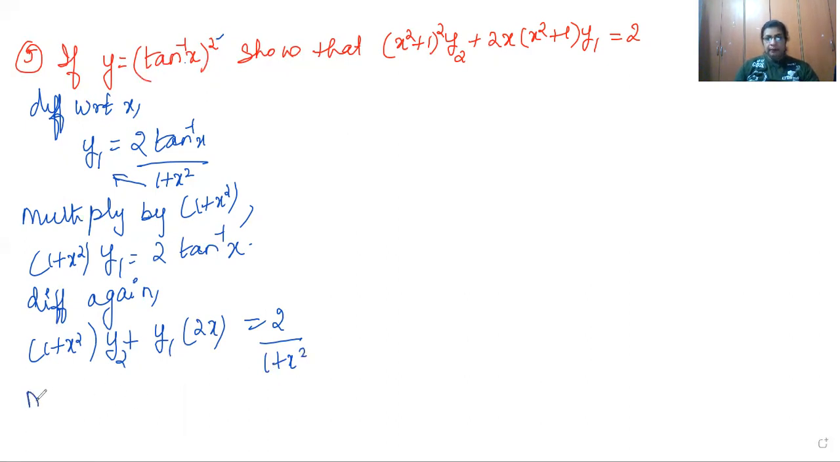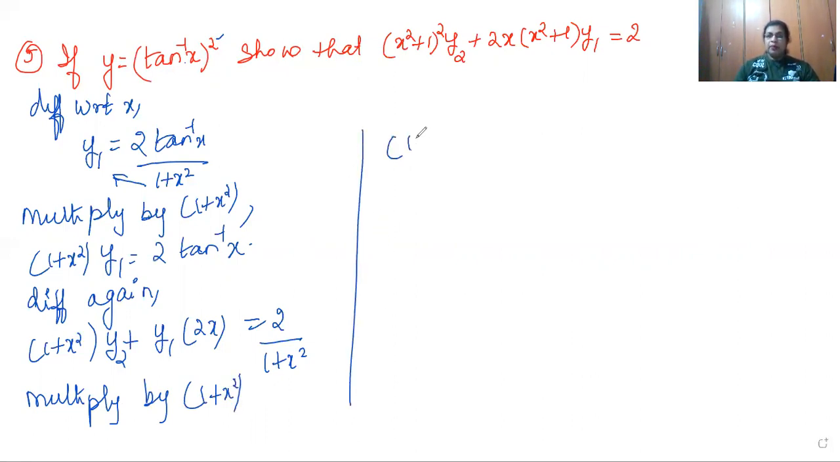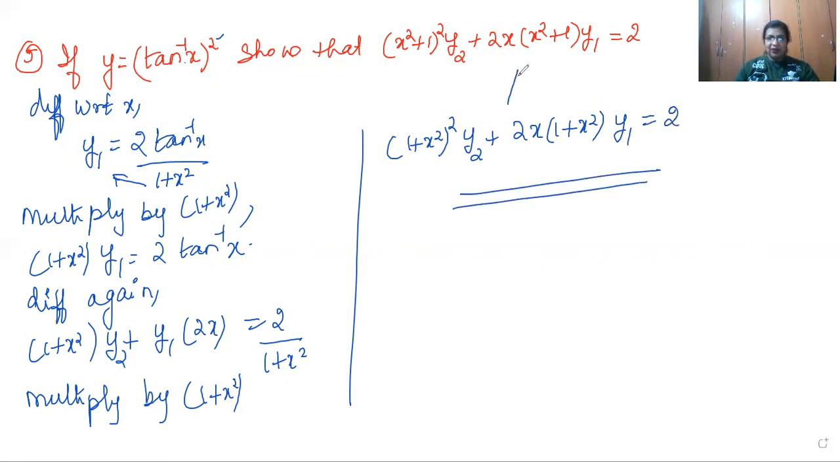So again, multiply by 1 plus x square. Remember, already 1 plus x square is there, one more goes. So therefore, you will get 1 plus x square the whole square y2 plus 2x into 1 plus x square. Now there are two terms you have to multiply. For both the terms, y1 is equal to 2, and check your answer. 1 plus x square or x square plus 1 means the same. So very simple, not even 5 steps we have got for a 5-mark question. Okay, there is one more similar type of question in your worked out example. Let me solve that also.